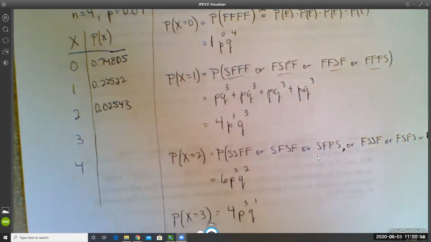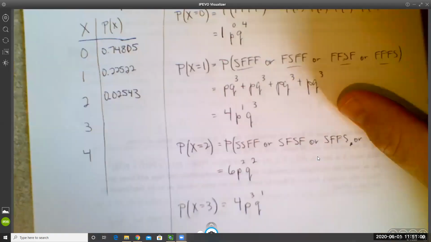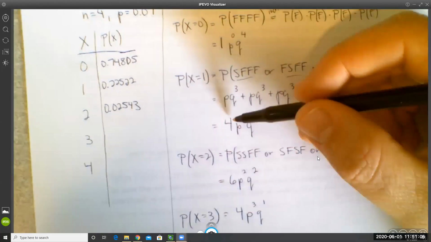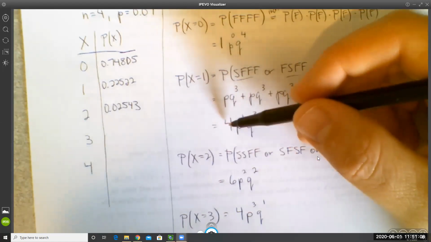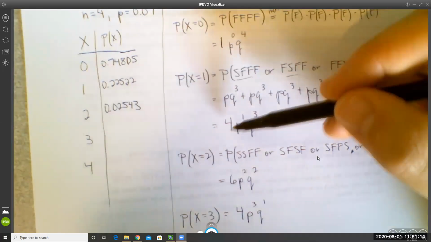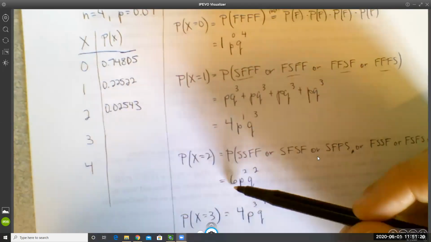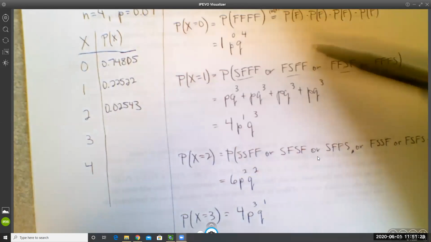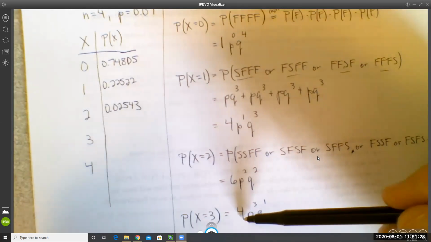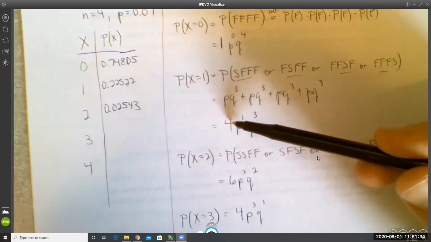And now, as for this coefficient, we went 1, 4, 6, 4. It's kind of a strange pattern, but 4 is the number of ways that we can choose one success out of 4. In other words, this is 4 choose 1. And 6 is the number of ways that we can choose 2 successes out of 4 trials, so this is 4 choose 2. And this 4 is the number of ways we can choose 3 successes out of 4 trials. This is 4 choose 3. It just so happens to be the same thing as 4 choose 1.